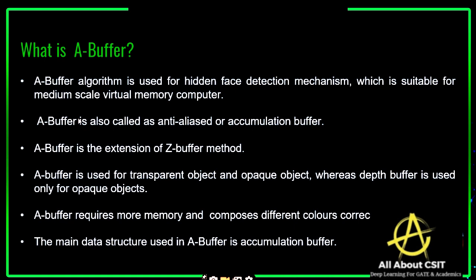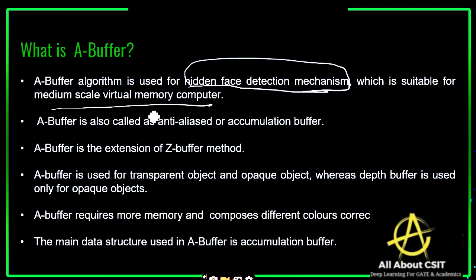First of all, what is an A-buffer? The A-buffer algorithm is used as a hidden face detection mechanism, which is suitable for medium scale virtual memory computers. This type of A-buffer is mostly used for medium scale virtual memory computers. And this is the advanced concept of the Z buffer. The Z buffer is not good for transparent objects, so we are using the A-buffer.